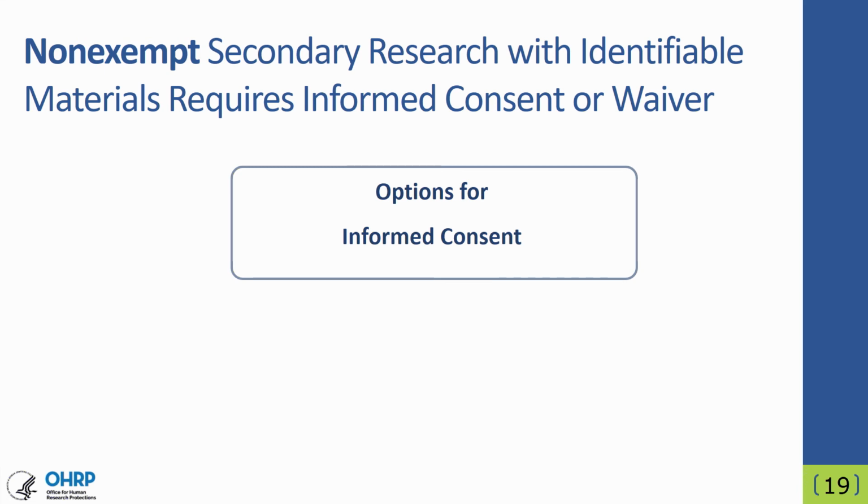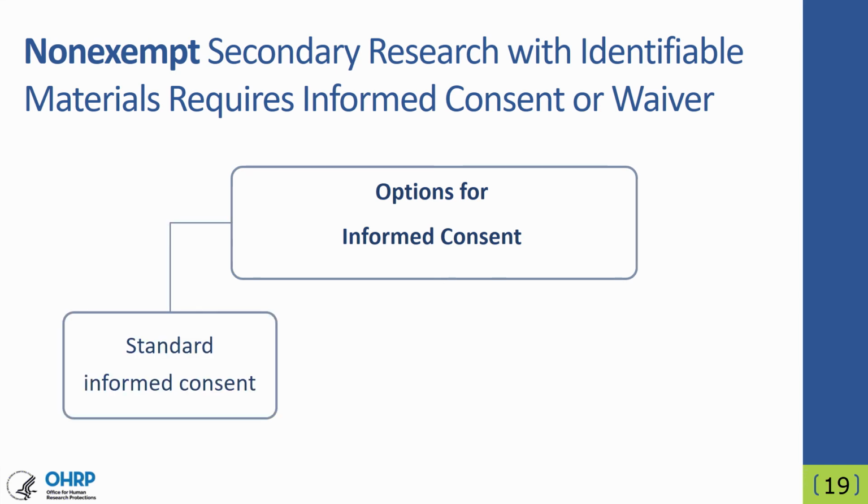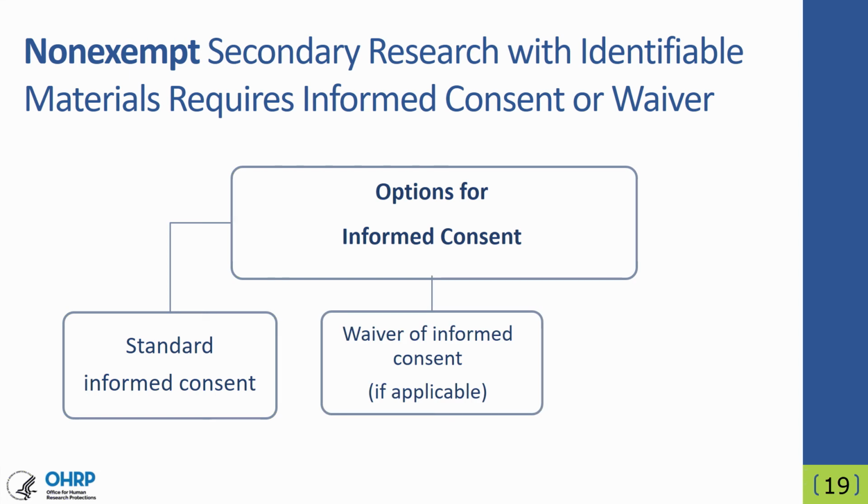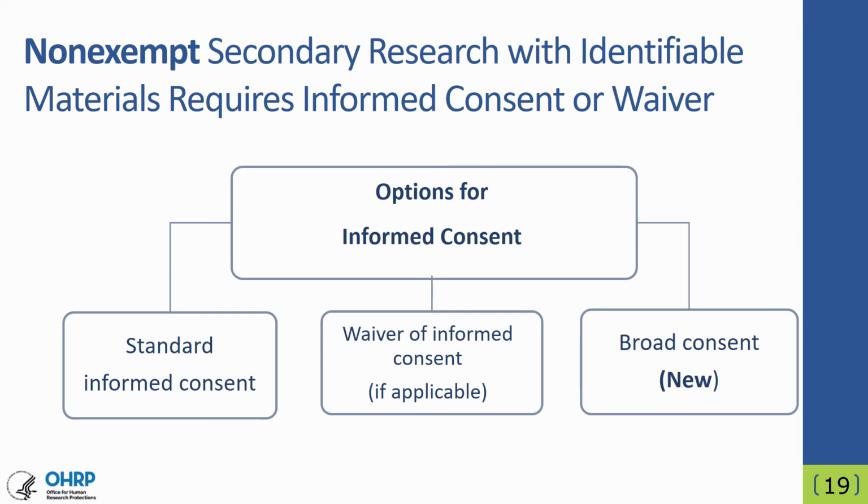So non-exempt secondary research with identifiable materials requires informed consent or waiver. They're non-exempt research. They require the requirements of the rule, which is the IRB review, and it usually requires informed consent unless the IRB has waived it. So the options for informed consent: standard informed consent that we know of, where the elements of informed consent in 116, A, B, and possibly C need to be met. Or there could be the situation of requesting a waiver of informed consent from the IRB, and conditions need to be met for the IRB to be able to do this. And last but not least, this new option that is now available in the revised common rule called broad consent.